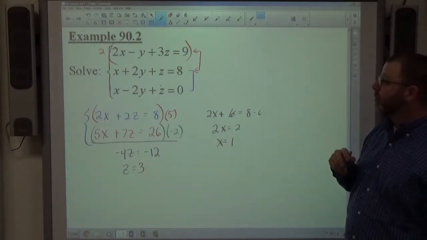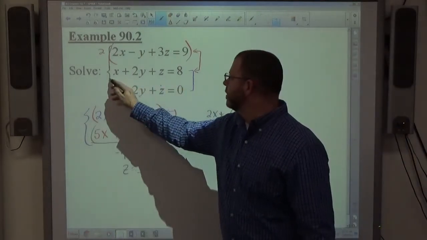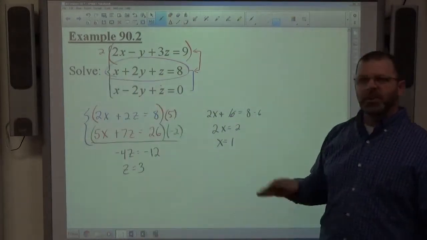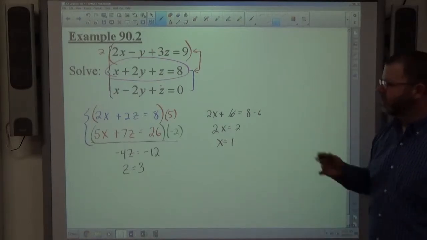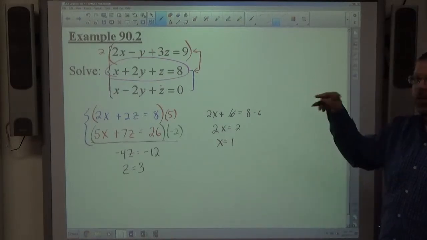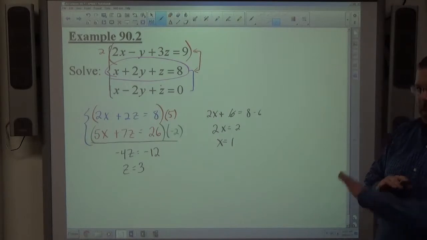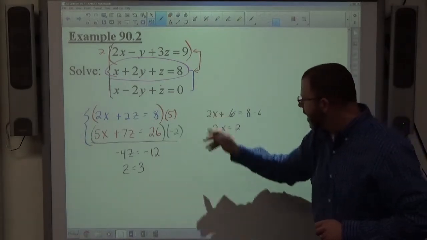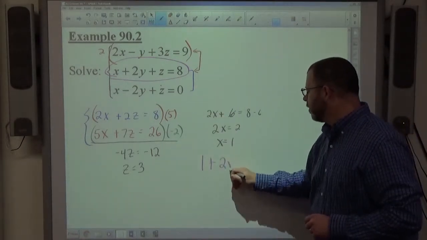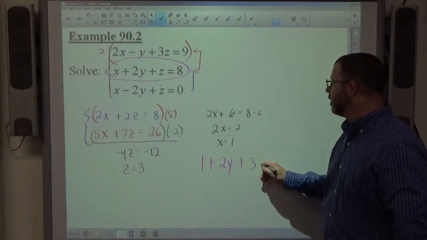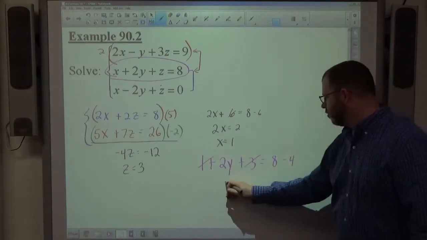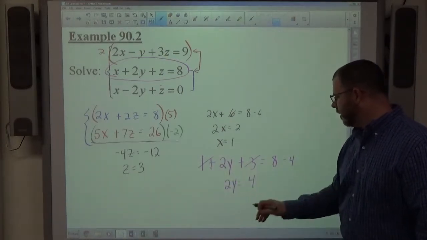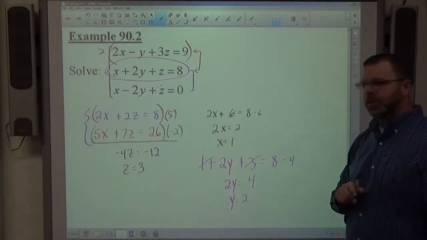Then I go back to any one of the three equations up top. I'm going to go to this one. Everything's plus. I like plus. It's my favorite. There's minuses in the other two. So that's how I decided to use that one. Any one of the three will work though, so don't feel like you have to use that one. X is 1. Y we don't know yet, so it stays 2y plus z, which is 3, is equal to 8. 1 and 3 make 4. So 2y is equal to 4. So divide by 2, we get y is equal to 2.